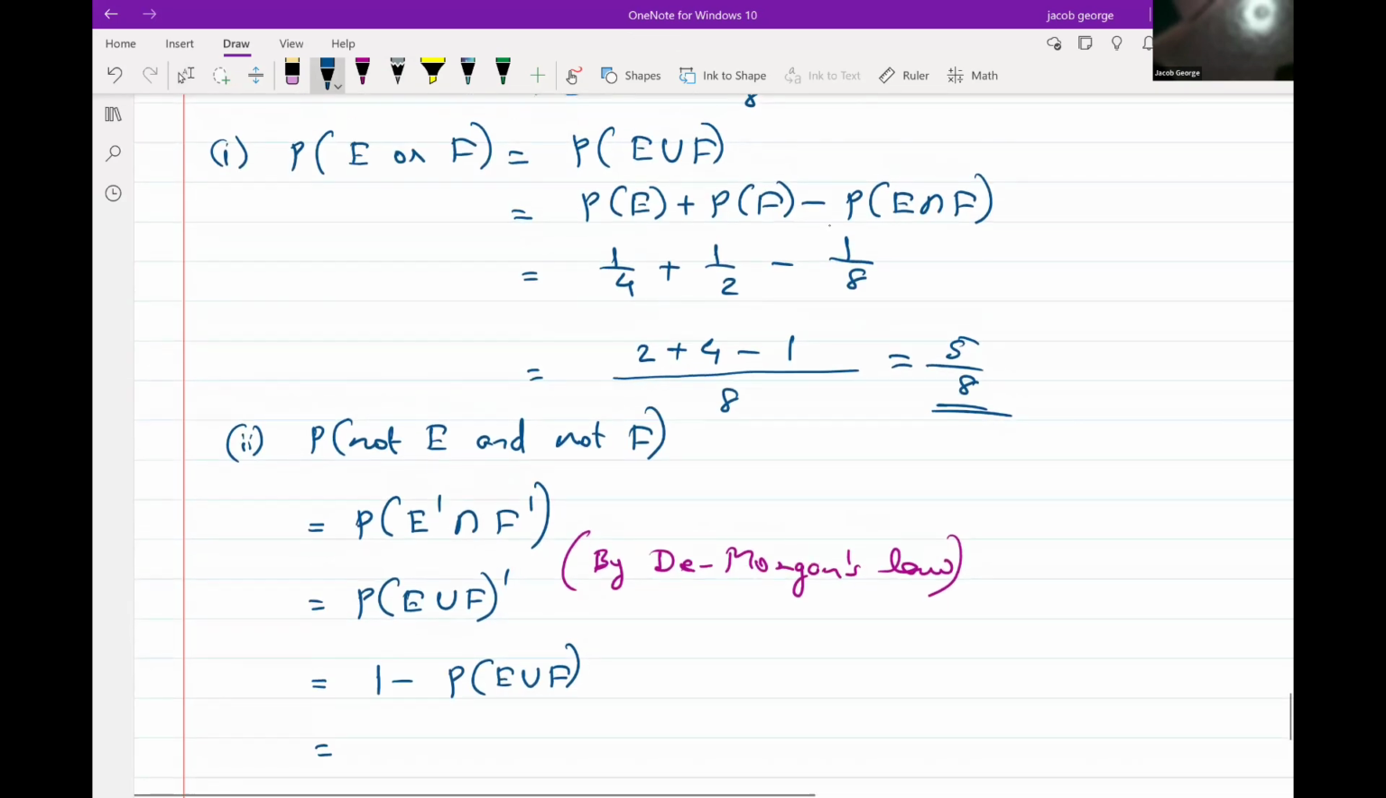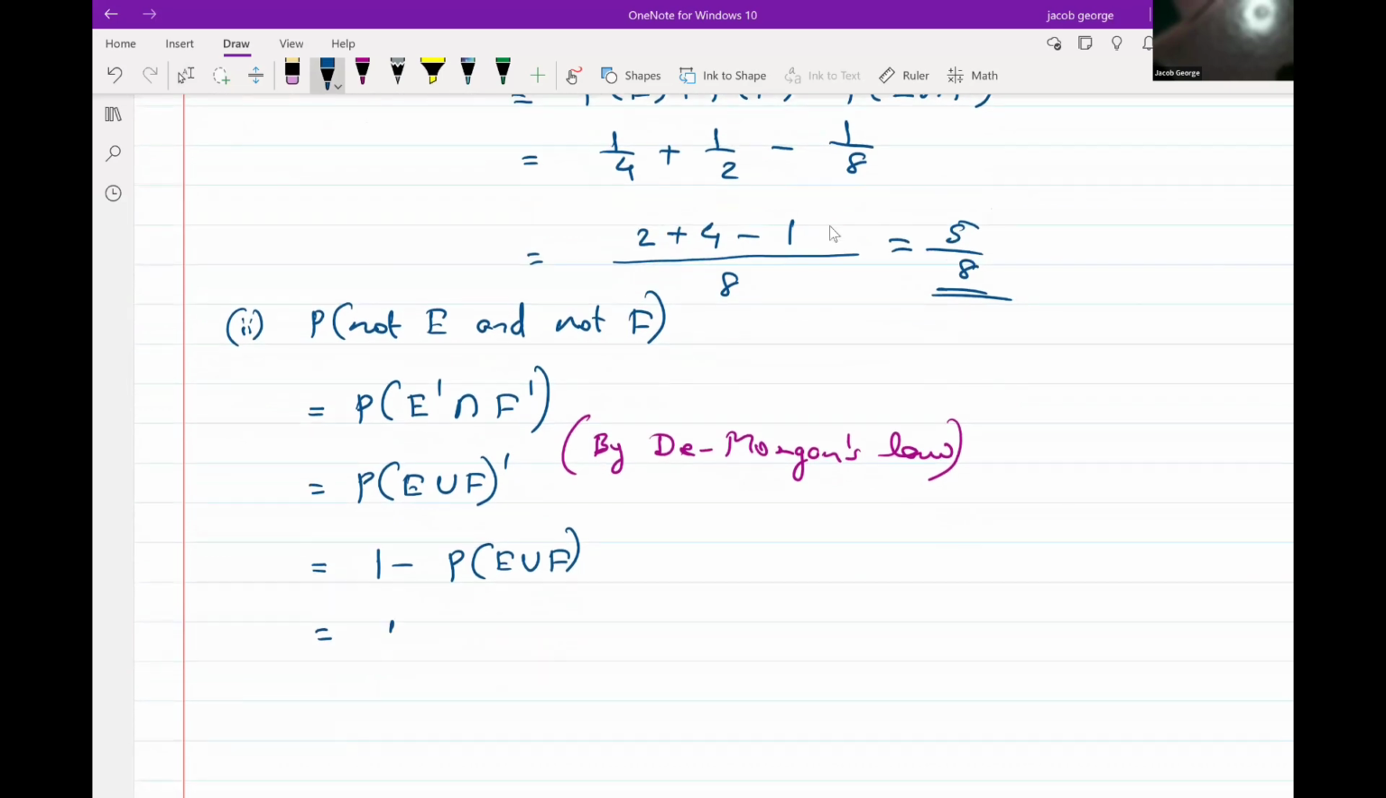Already we found P of E union F. It is 5 by 8. So 1 minus 5 by 8. What is the answer? 8 minus 5 by 8. Answer is 3 by 8. Hope you all understood both the subdivisions. Any doubt?